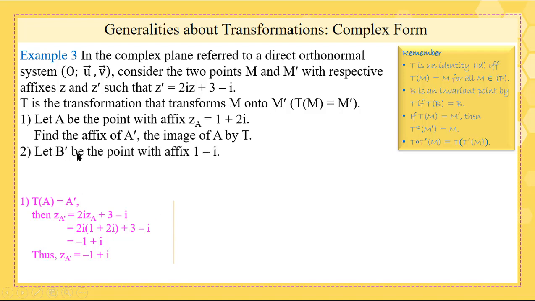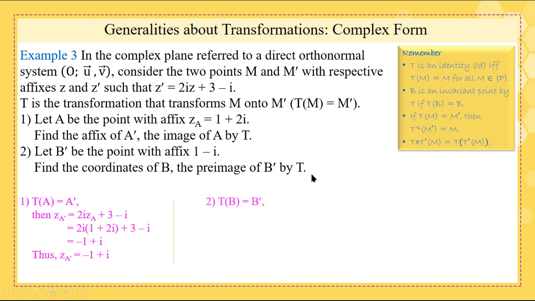Part 2. Let B prime be the point with affix 1 minus I. Find the coordinates of B, the pre-image of B prime by T. Now T of B is equal to B prime. By the same way, ZB prime equal to I ZB plus 3 minus I. And if we substitute ZB prime by 1 minus I, we get ZB equal I. Thus, coordinates of B are 0, 1.